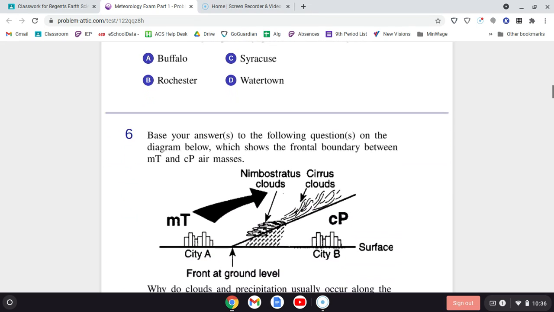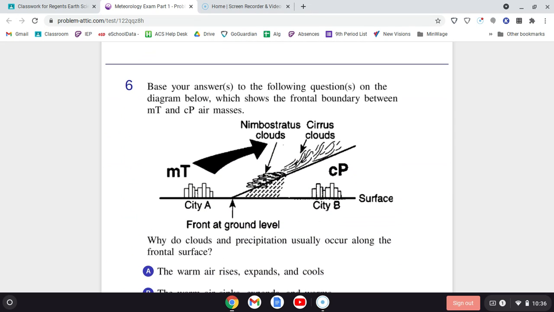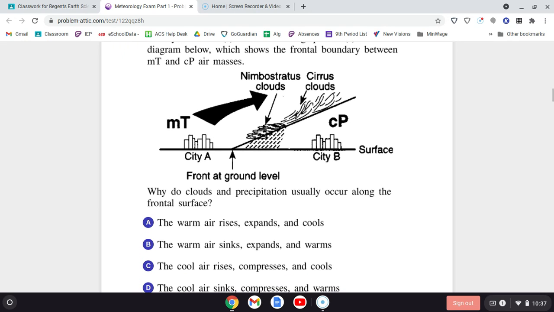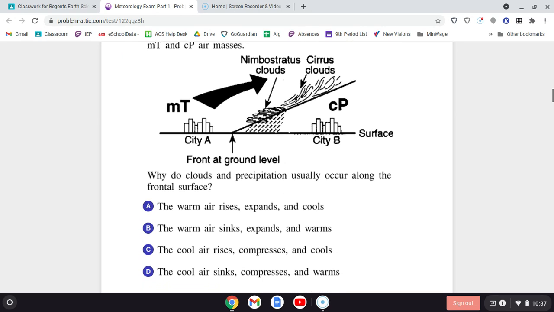Okay. Number 6. This shows a frontal boundary between maritime tropical and continental polar air masses. It shows some clouds and shows the front at ground level. Why do clouds and precipitation usually occur along the frontal surface? Is it the warm air rises, expands, and cools? The warm air sinks, expands, and cools, and warms. The cool air rises, compresses, and cools. The cool air sinks, compresses, and warms.